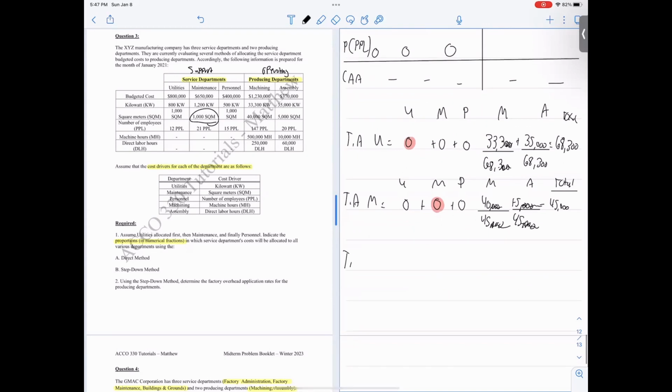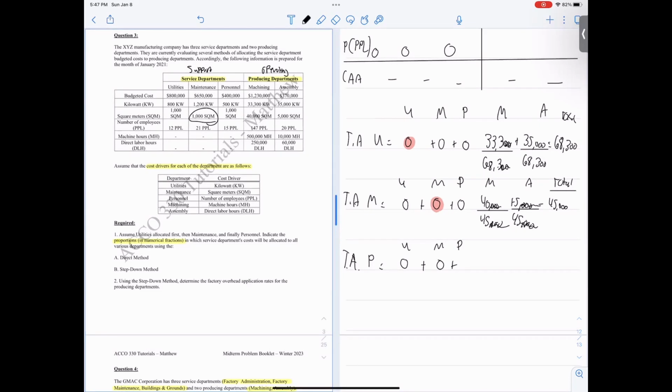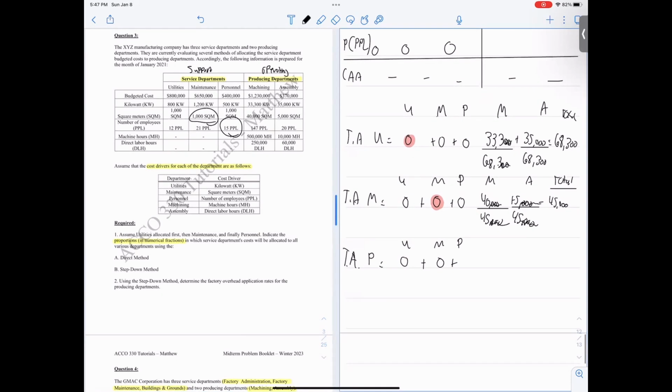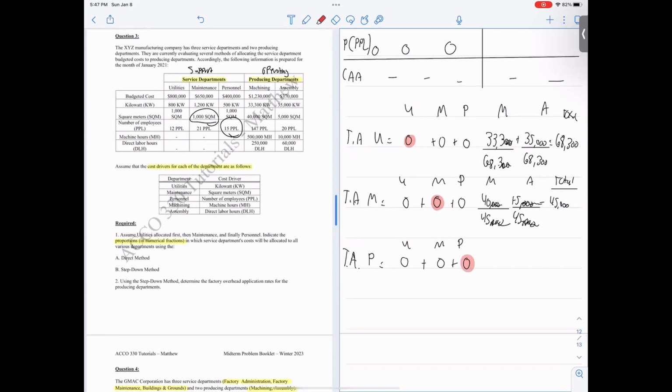And last, total allocation for employees, for personnel. So you've got utilities, maintenance, personnel. We're doing the direct method, so nothing's allocated to utilities, nothing's allocated to maintenance, and personnel, they provide 15 employees to themselves. Do you care about this? The answer is no. And why? Because you never do self-allocations.